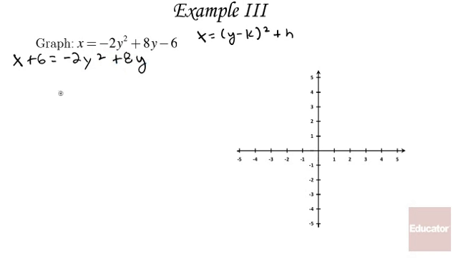Since the leading coefficient is not 1, I need to factor it out. So I'm going to factor this negative 2 out. To get y squared, factoring a negative 2 from here would give me a negative 4. And I need to add something to this to complete the square. What I need to add is b squared over 4. B is 8, so let's see. Excuse me, b is 4.